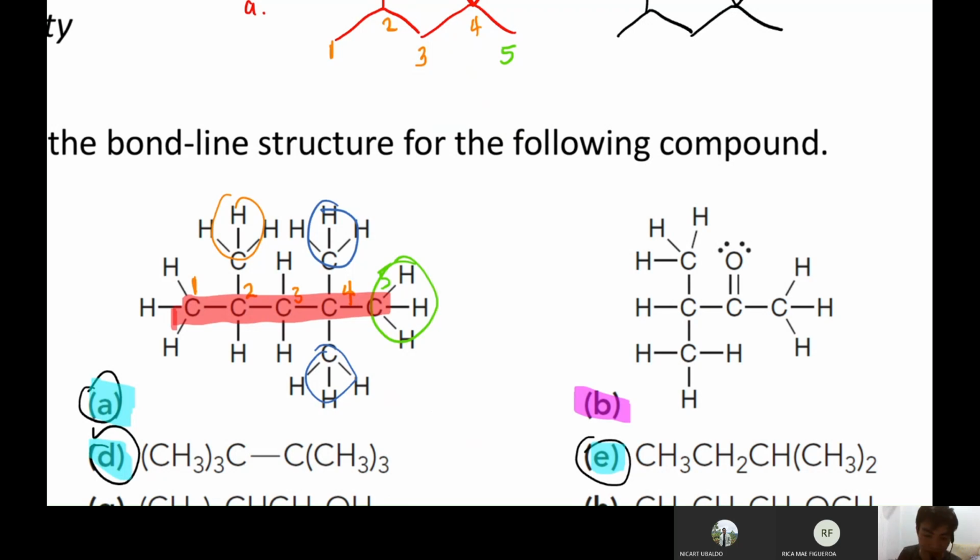Tignan natin. Okay. So for letter D, I have CH3, 3, C, single bond, C, then CH3. So ano meaning yan? In this carbon, saan yung cursor? Ito. In this carbon, may tatlong CH3 na nakadugtong sa kanya. And that carbon is connected to the carbon which contains 3 CH3 as well.